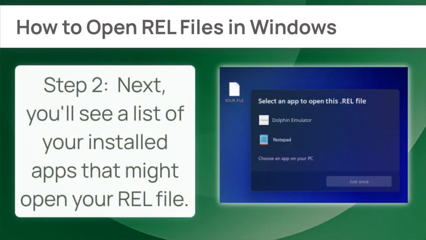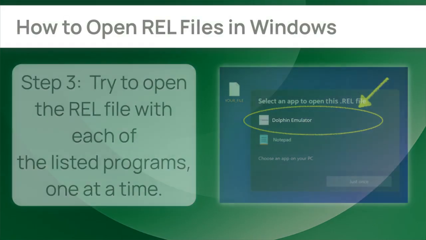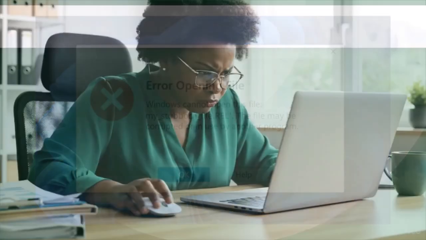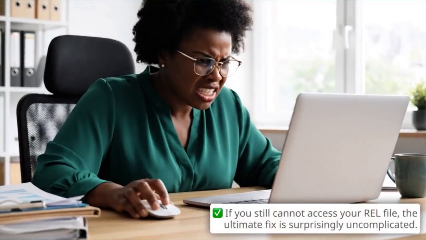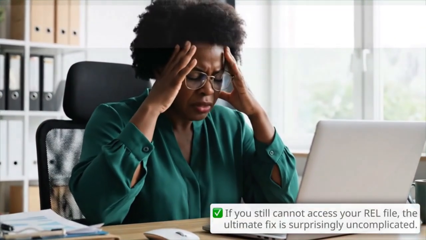Right-click your REL file and select Open With. Test Dolphin Emulator if it appears. If it fails, select the next application. Testing eliminates uncertainty. If your REL file will not open, do not worry. Since the primary method failed, the error is likely internal. Immediately begin these 3 essential checks to diagnose the file's integrity.